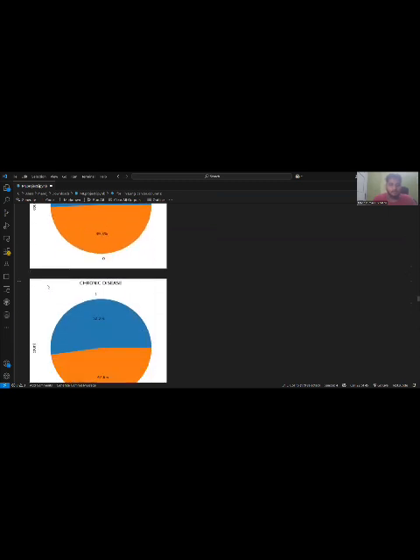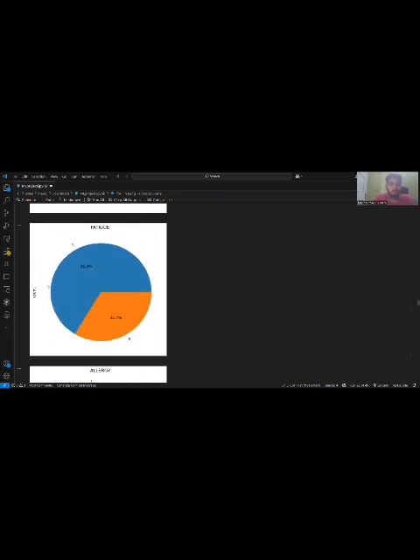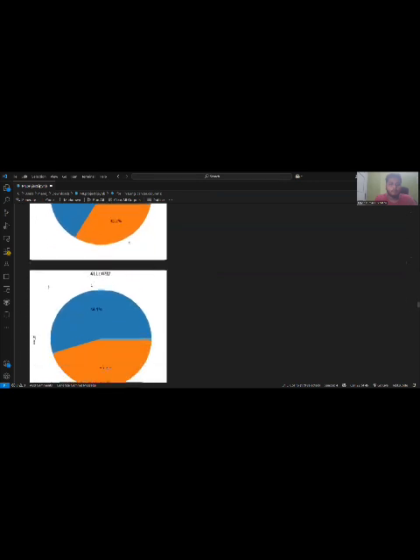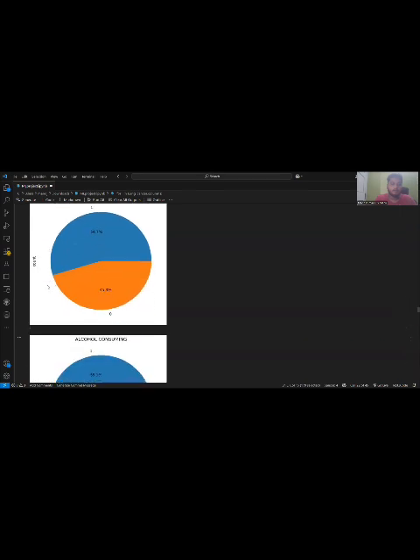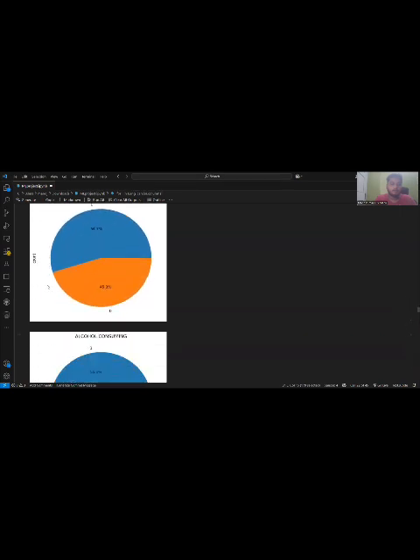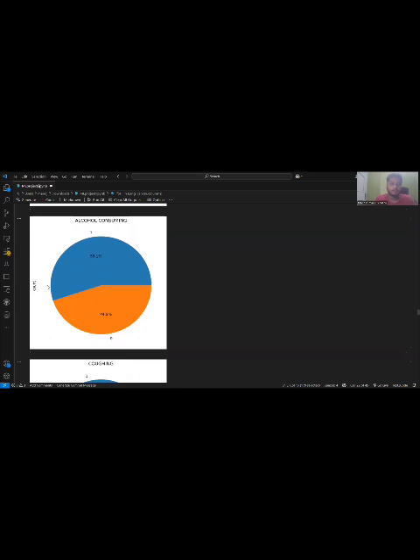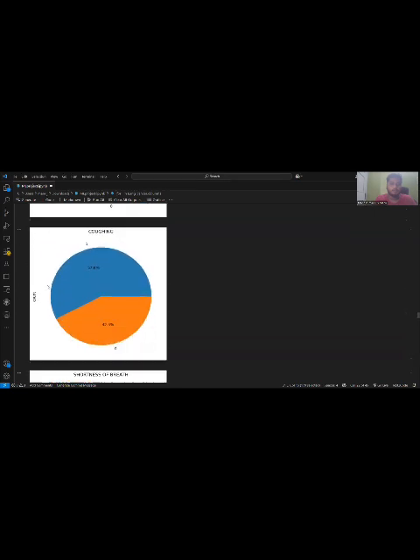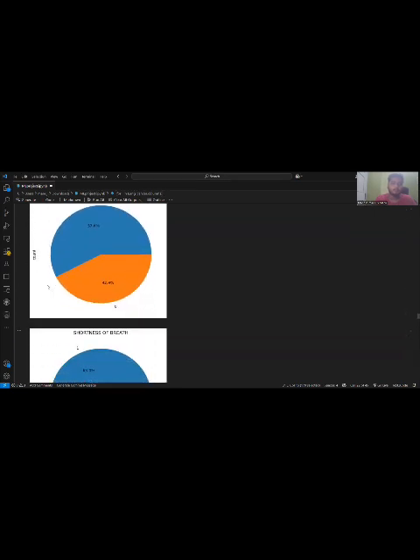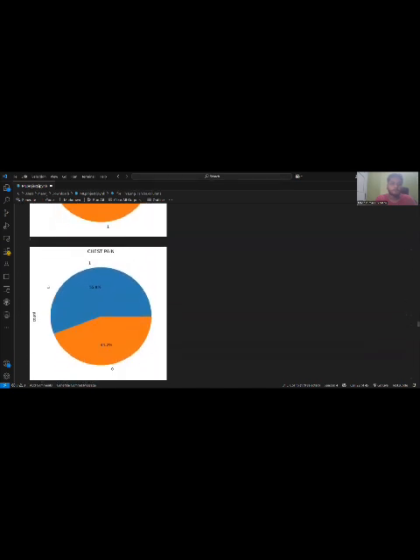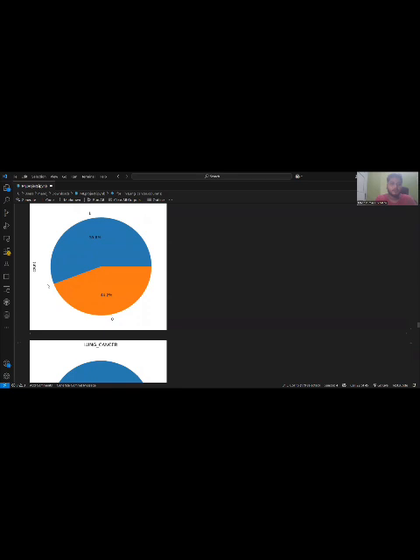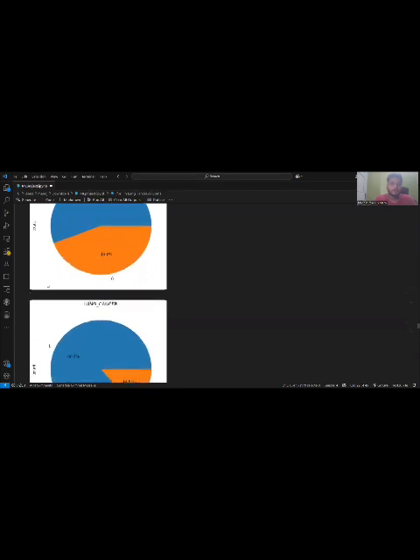Then allergies are 54% female and 45% male. Wheezing is 54% and 45%. Alcohol consuming is 55%. Coughing is 57% female and 42% male. And chest pain is 55% and 42%.